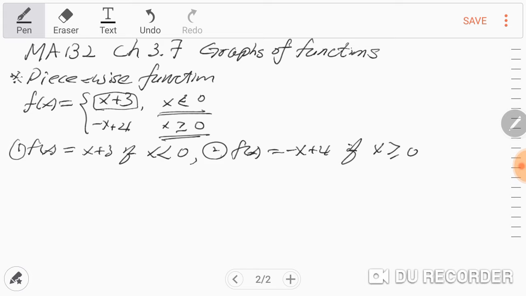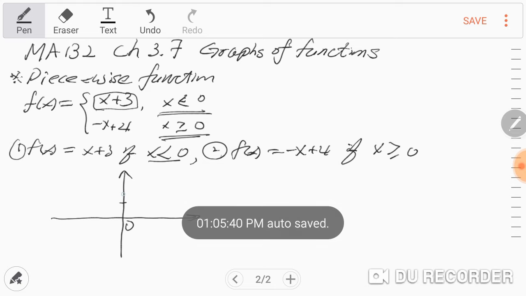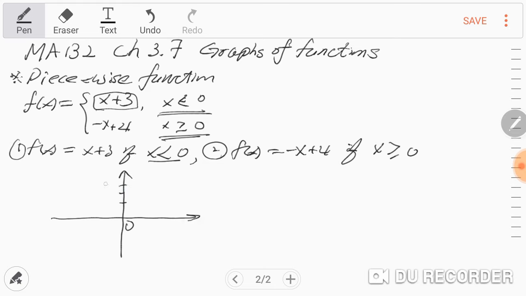So let's graph this. If x equals 0, then the graph is x plus 3. The graph of x plus 3: if x equals 0, then y is 3. And this is a straight line. If y equals 0, then what is x? x is negative 3. So the graph looks like this.